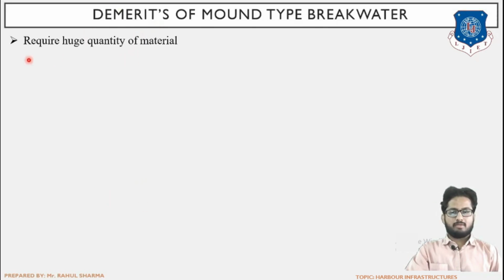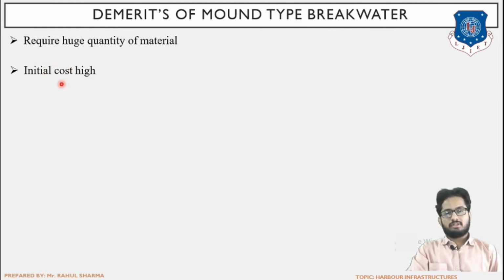Demerits of mount type breakwater: it will require a high quantity of material, that are the rubbles or rock, which will be needed in high amount while placing them in the topmost and the intermediate layer. Initial cost will be high, because if the rubbles or rocks are not available nearby, and the quantity needed is high in this case, that might create an issue in the cost for construction. Regular maintenance, this point we have already discussed regarding the durability.